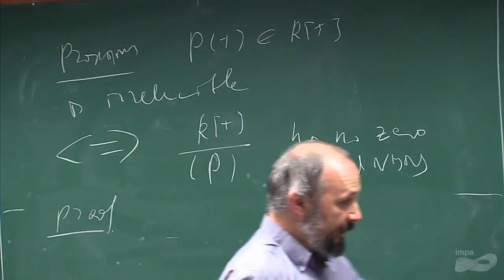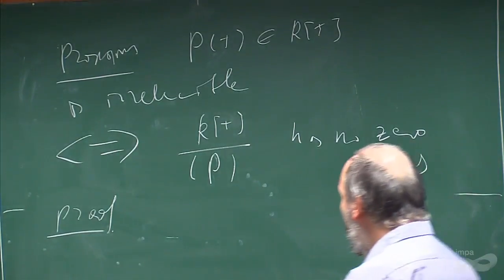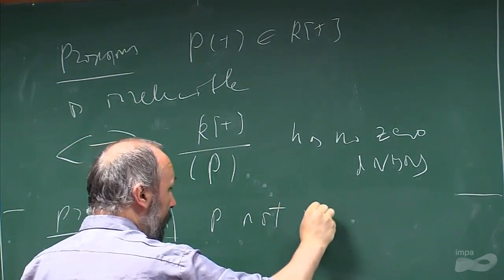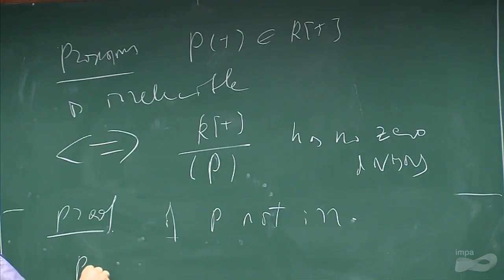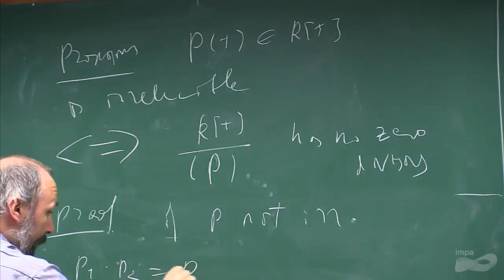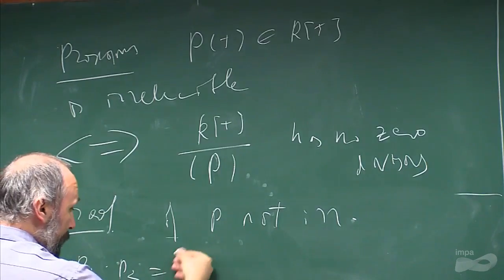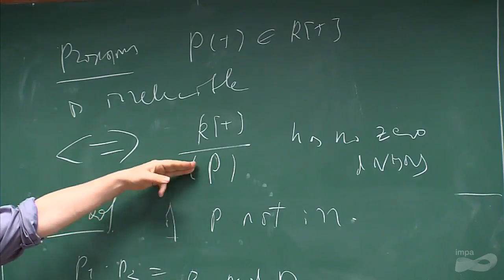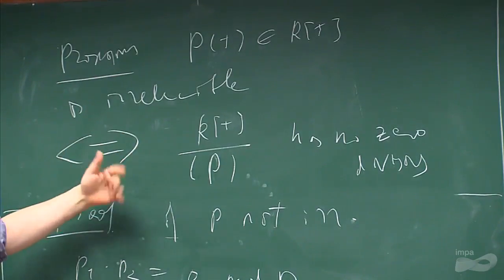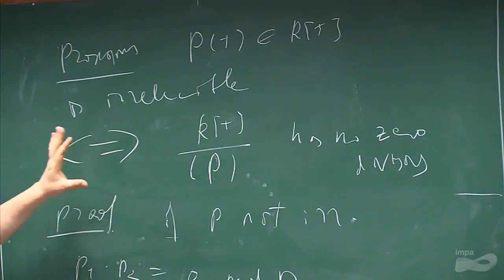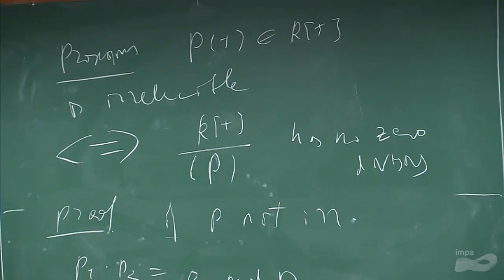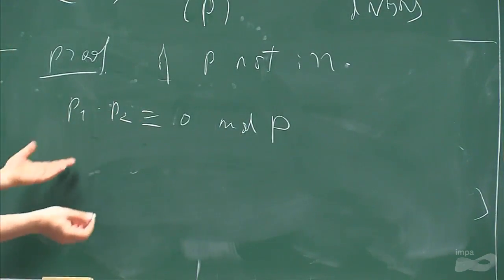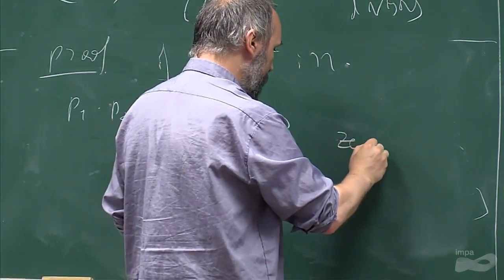So proof. First, if P is not irreducible, then you have P1 times P2 equal to P, but this is equal to 0 mod P. And of course, since P has sufficiently big degree, the polynomials of smaller degree are embedded in this quotient. So these are non-zero elements. So if it is reducible, then there are zero divisors.